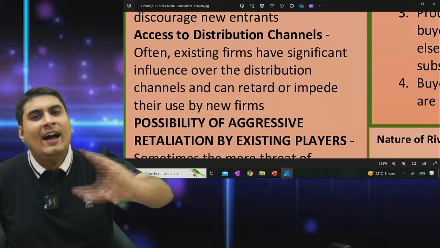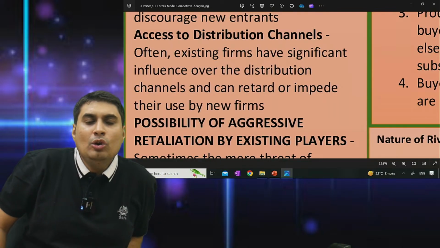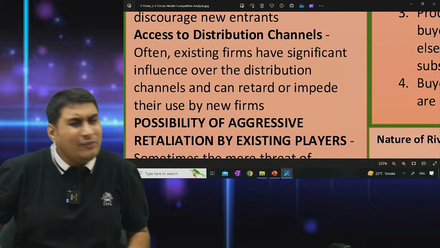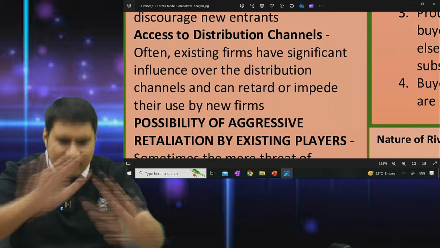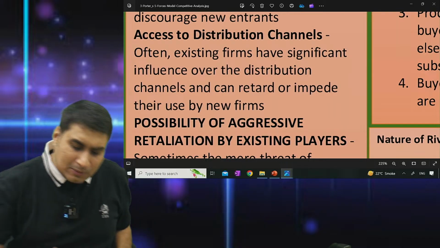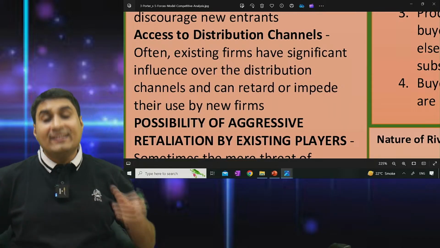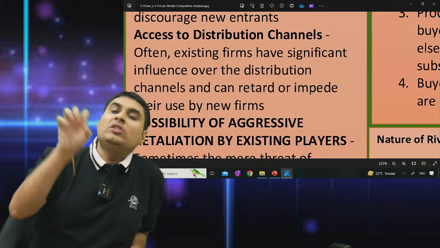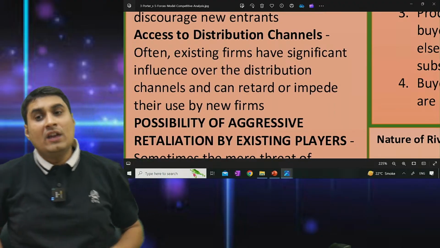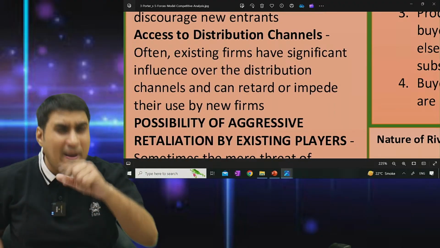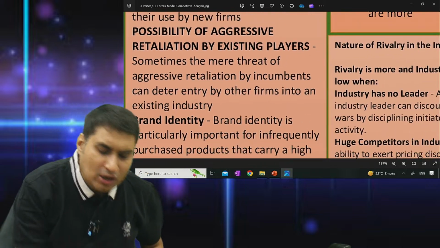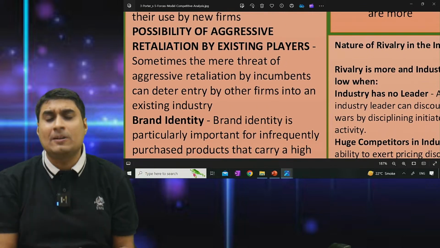As soon as you say, I'm bringing a new soap, Lumix soap, it will not work. This soap will never ever come into the market. Why? These people are bad. Existing firms have a lot of influence over the channel, and they can slow down the new firm. They will tell them, don't keep their products. If you keep them, we will withdraw our products. Very bad. Possibility of aggressive retaliation by existing players.